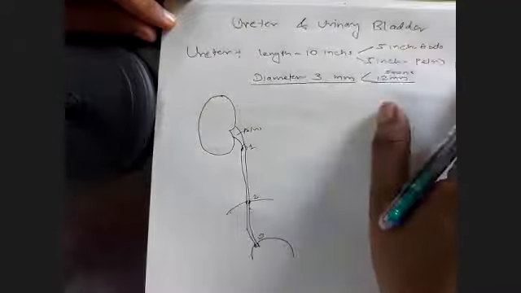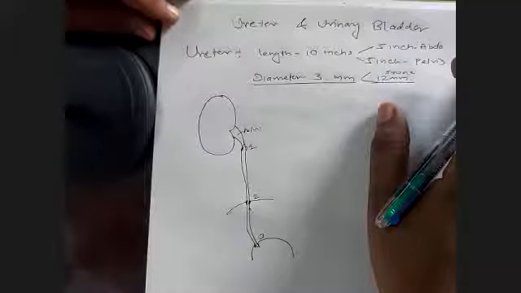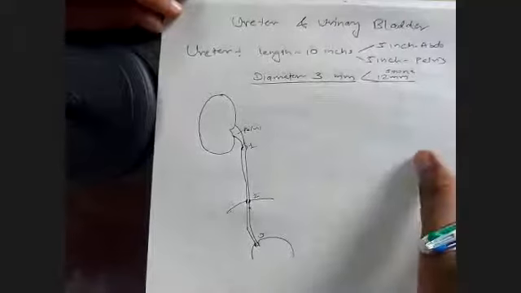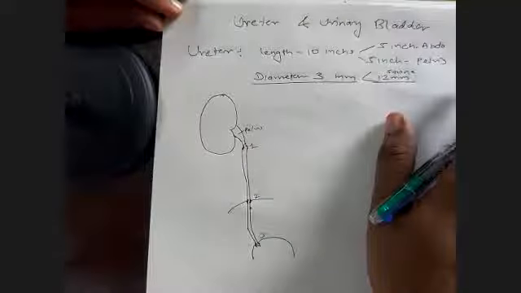All of you have seen that the esophagus shows 4 constrictions in its course. So now we have come across another organ which shows constrictions, and they are 3 in number.